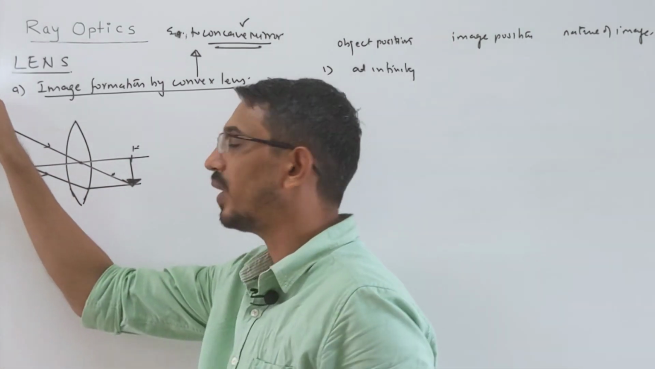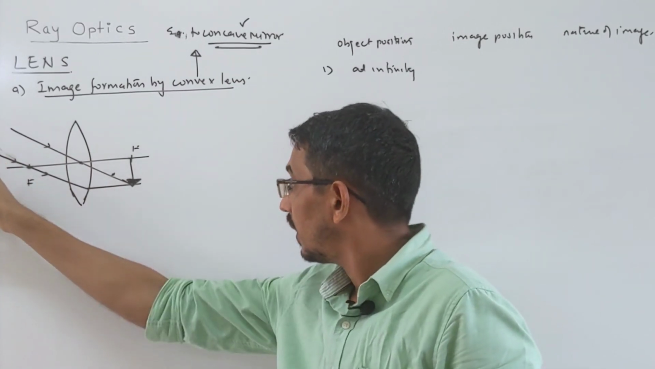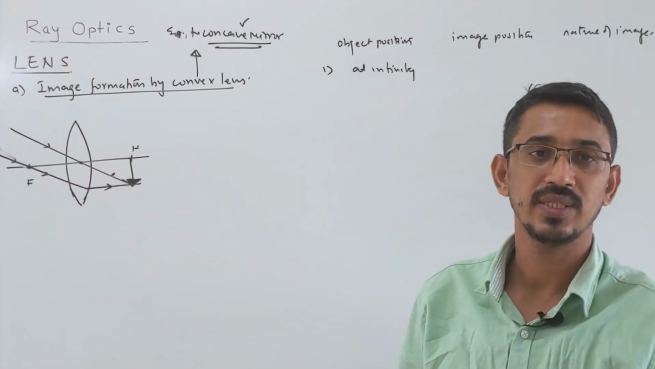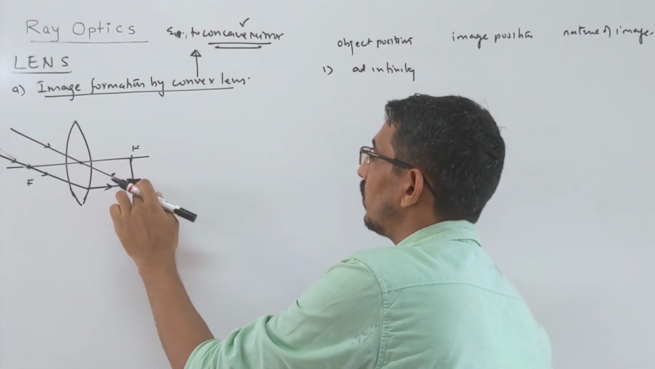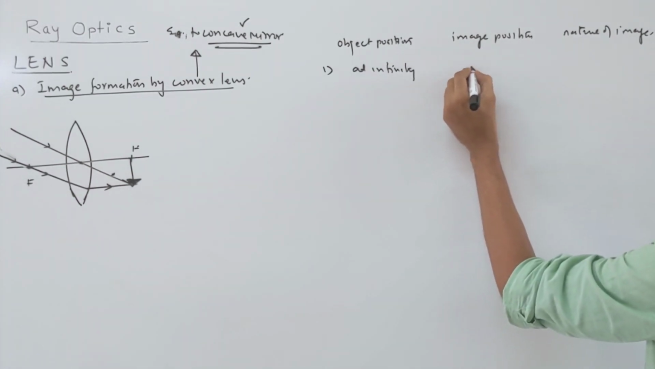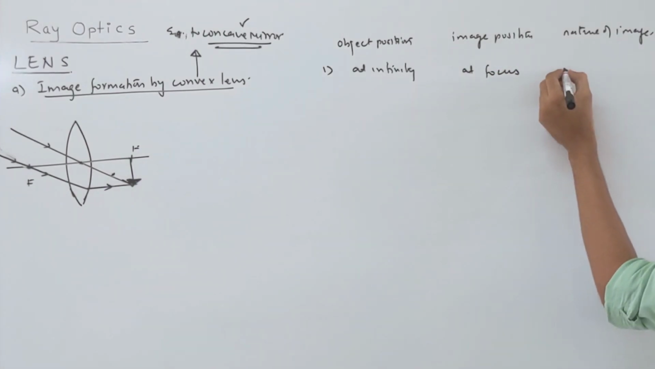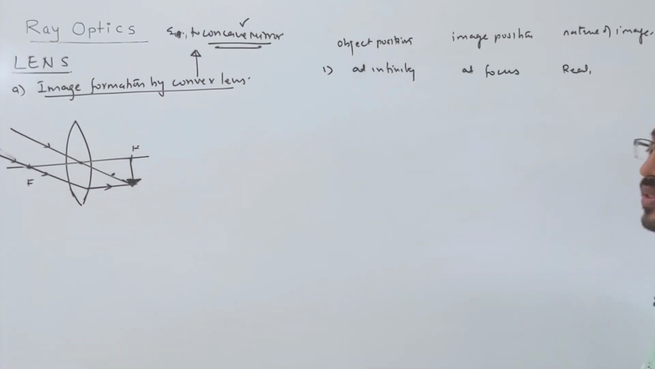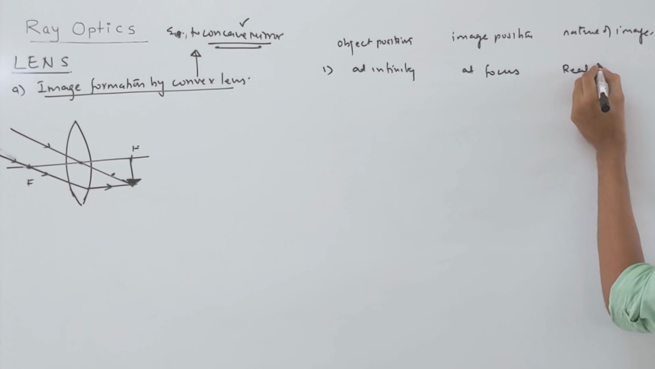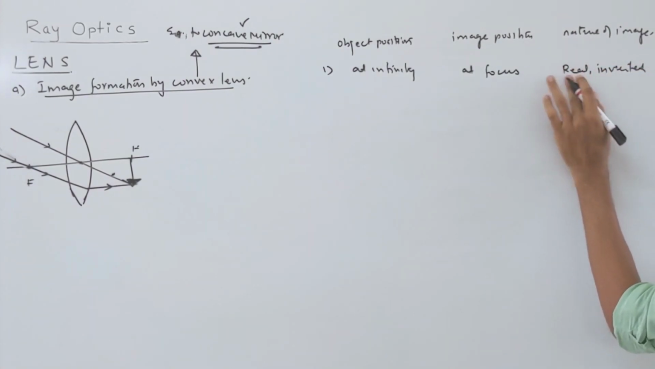What rays have I drawn? Ray 1 passes through the optical center and goes undeviated. The second ray passing through the focus becomes parallel after refraction from the lens. So they will meet here, and an image will be formed at the focus. At which focus will the image form? The second focus. What's the nature of the image? It's a real image, since the rays are really meeting. A real image is always inverted, and you know the size is very small.